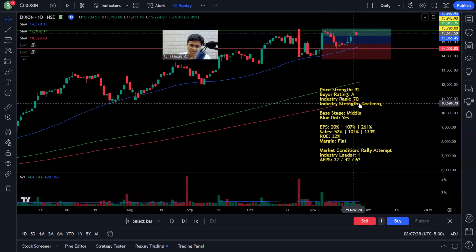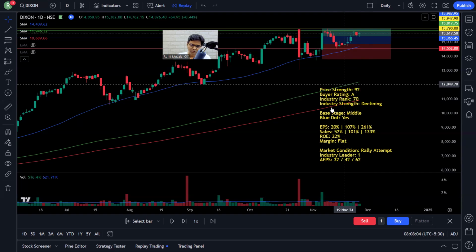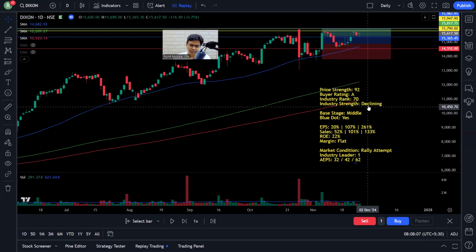Moreover, the strength is declining. This group rank was better 6 months ago. Maybe 6 months ago it was 35. Now it has become 70. I don't know the exact number, but I can tell you that the industry strength has declined because the rank has increased. Rank increasing means industry strength is declining. So when I do comparative analysis, I see two weaknesses. Well, that does not mean I reject the stock. I look at some other factors.